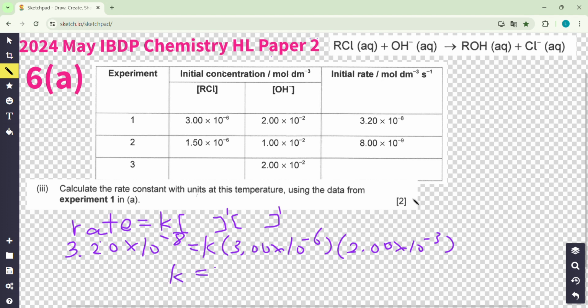After calculation, I'm sure you got 0.533. And then the unit, second order: dm cube per mole per second. You got it. Well done.